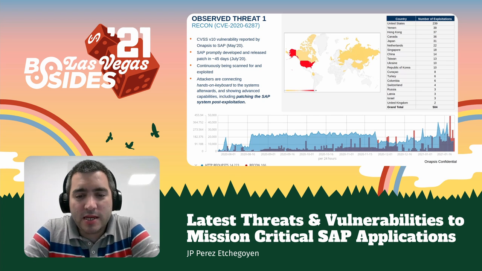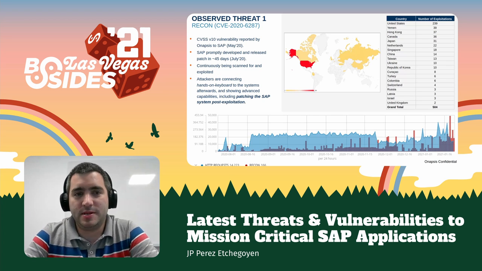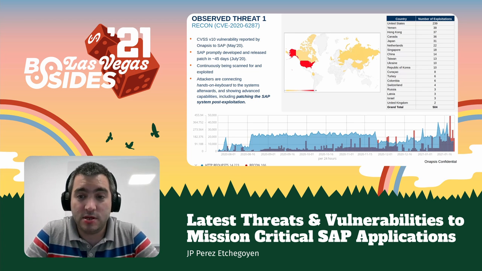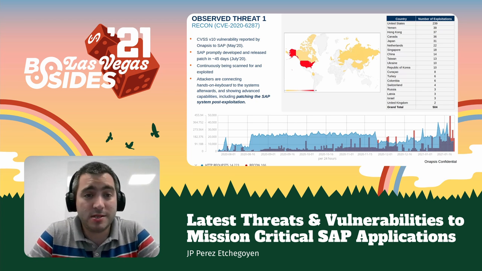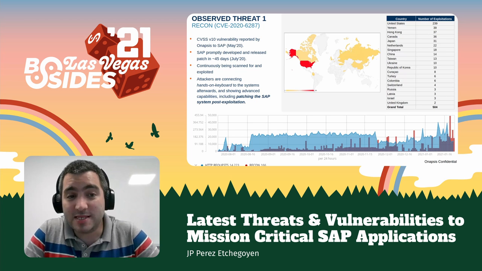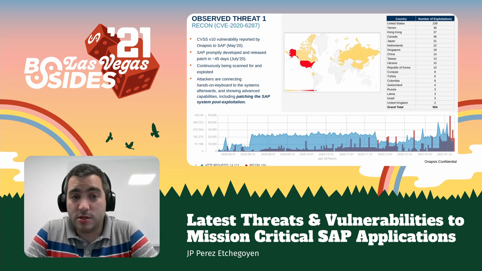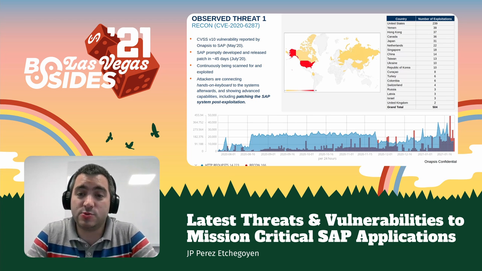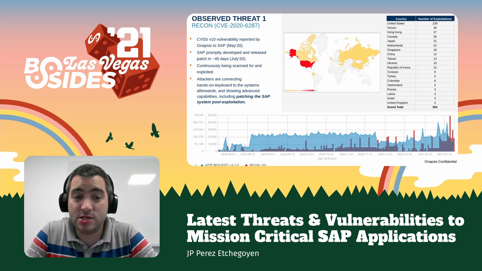Now, I would like to go through 3 different examples. I mentioned we identified 8 different threat vectors as initial compromise. Well, I'm gonna go through the 3 that I think are most representative of what threat actors are doing. The first one is CVE-2020-6287. This vulnerability is a CVSS-10 that was patched by SAP during 2020. And soon after the patch was released, we started seeing active exploitation of this vulnerability. And that keeps going, and it's really being used to compromise SAP applications.